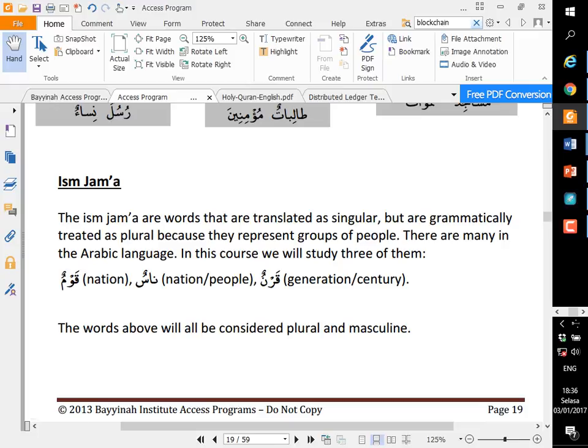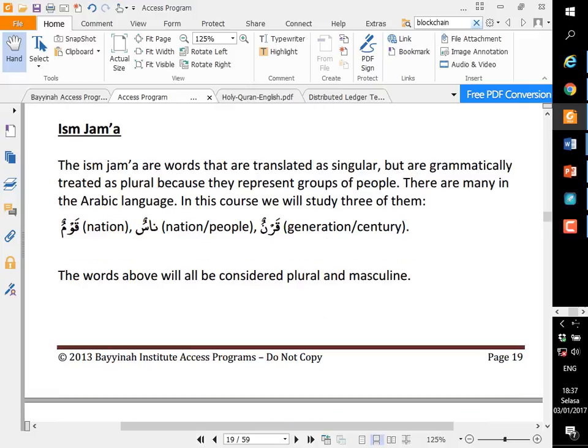So the words above will be considered plural and masculine. And there are only three words that you might need to memorize, because these three words are mentioned several times in the Quran: Qawmun, Nasun, Qarnun. Qawmun is nation, Nasun is a nation of people, and Qarnun is generation or century or ages. Okay, ages.